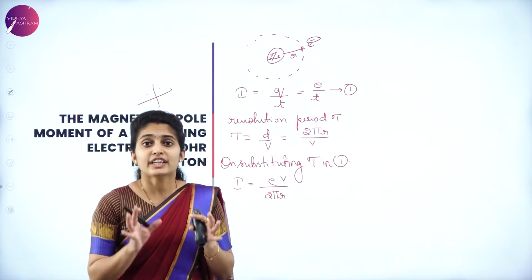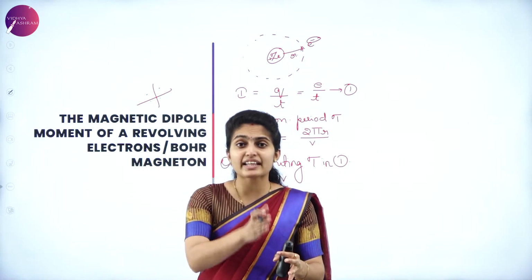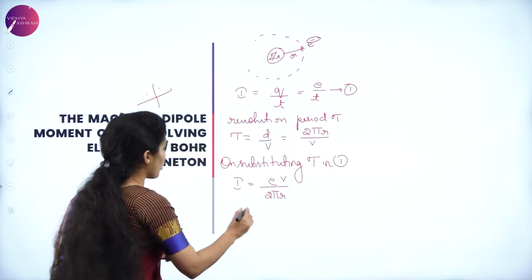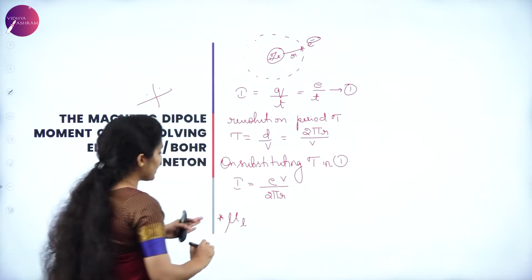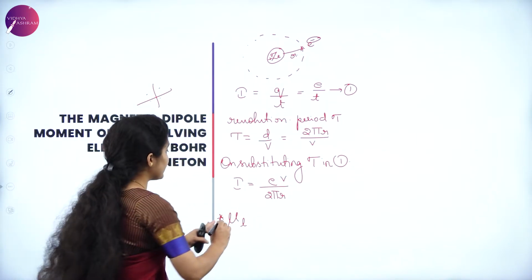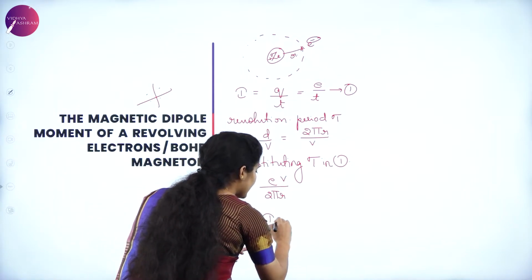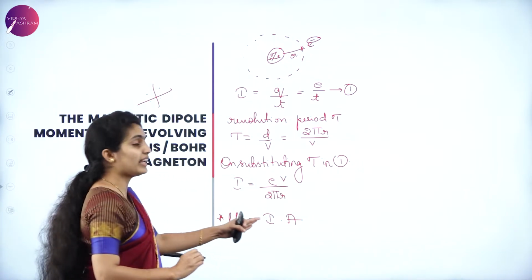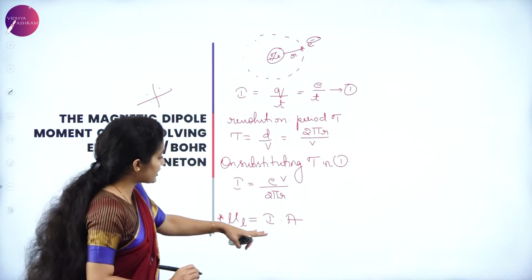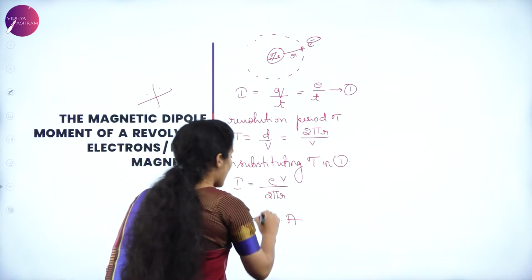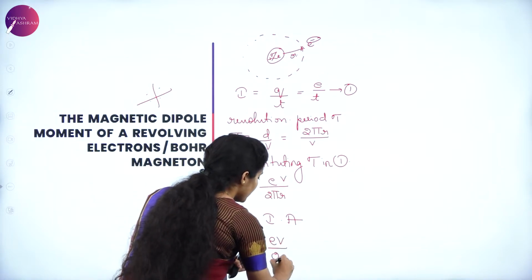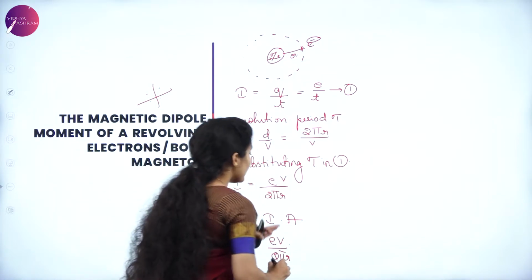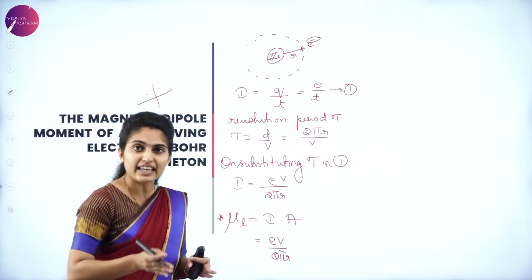So now we introduce a concept, that is, the magnetic dipole moment of an electron can be given as mu_L. The magnetic dipole moment of an electron is given as the product of current as well as the area. mu_L is equal to I into A. When this concept is introduced, you have to substitute what is I, ev divided by 2 pi r, and A is nothing but the area.